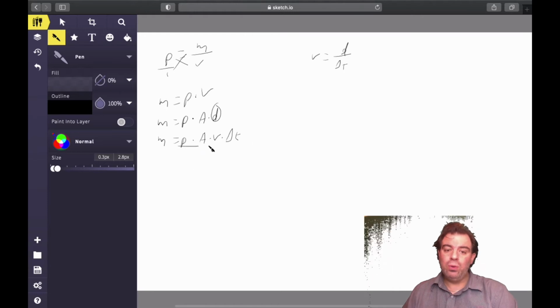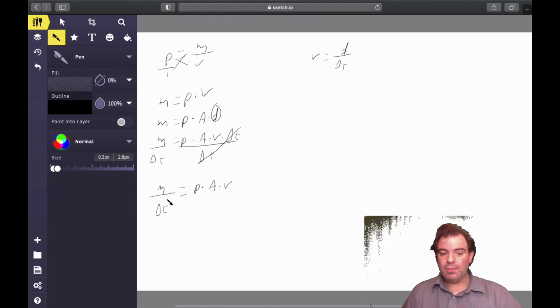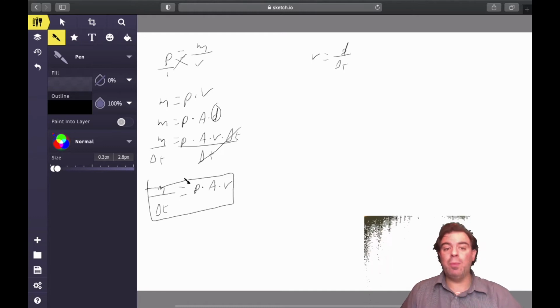So if we're looking at the mass flow rate, we divide both sides by the change in time, and it crosses out on this side of the equation. So the mass flow rate, which is mass divided by the change in time, is going to be equal now to the density times area times the velocity at that point. So that is how the equation of continuity came about.